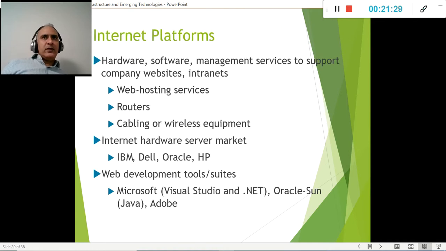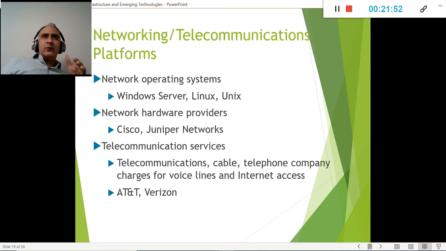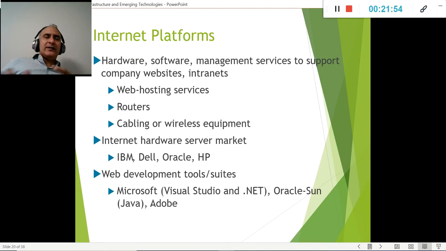Internet platforms, in this case, are about how we connect to the internet: how we have the routers, how we have wireless, etc. We need to understand that at the company level, it's no longer just one router. We have to understand how those routers are connected, how the network is integrated so that it connects to the internet, and then we're connected. If we decide to have cloud services, how is this working? And that becomes very critical.